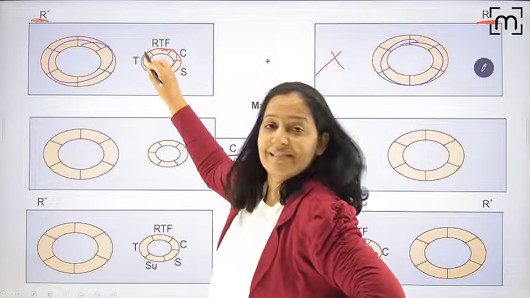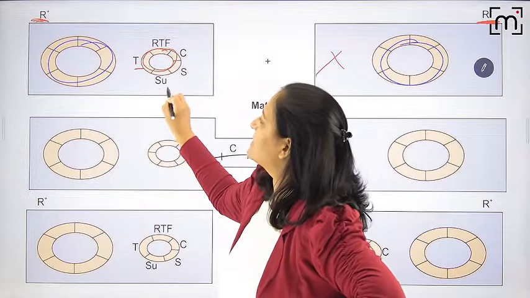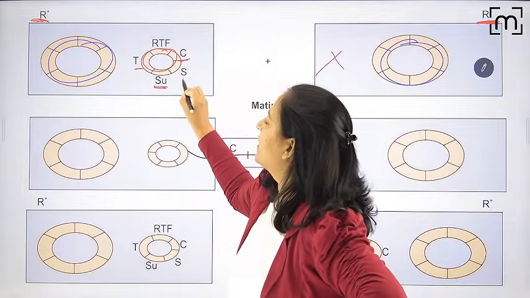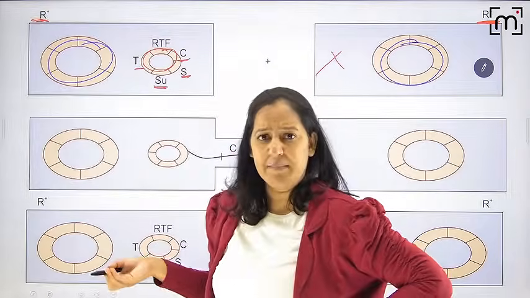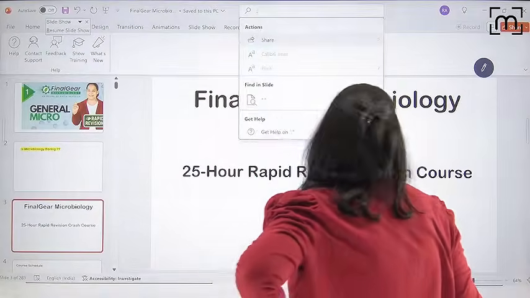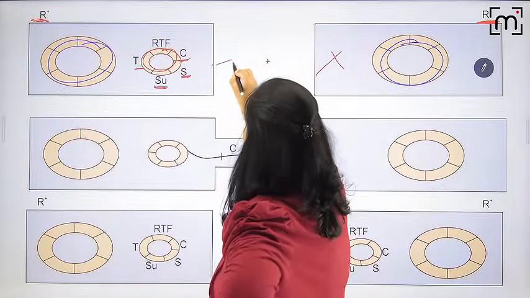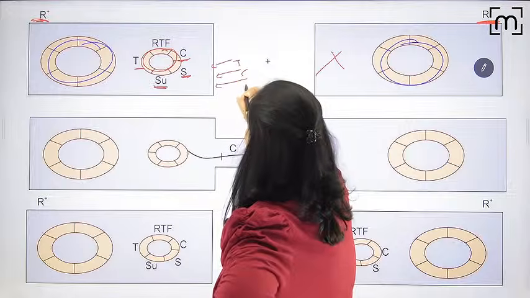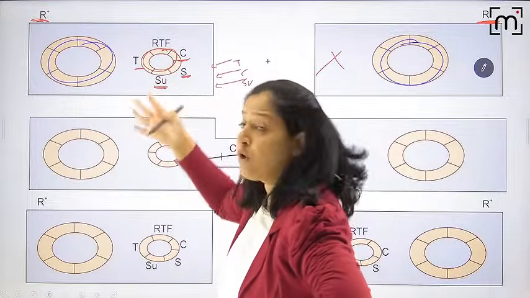What are these letters? T for tetracycline. This is sulfonyl urea. This is cephalosporin. Okay, this is another antibiotic. These are various antibiotics. So when tetracycline comes, cephalosporin comes, sulfonyl urea, any of them will come, this will not die.